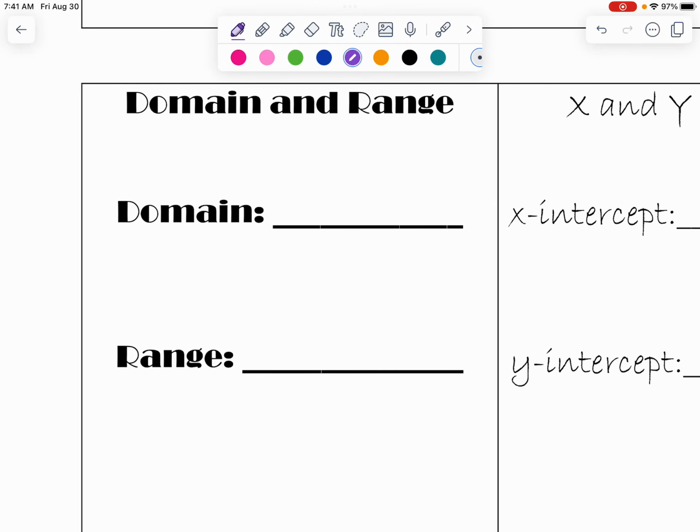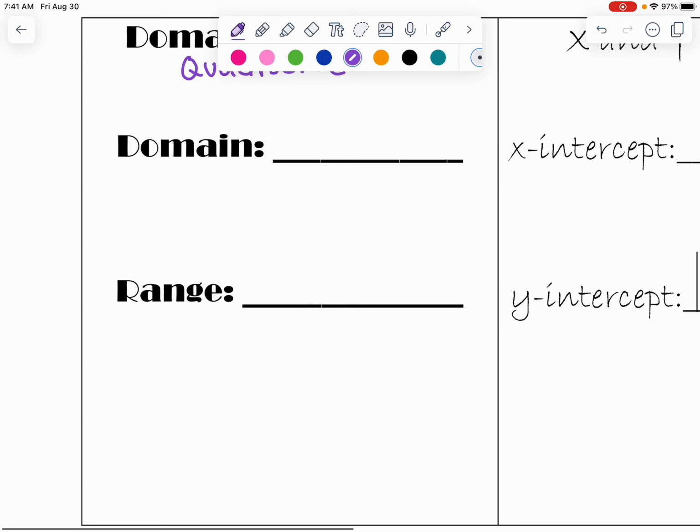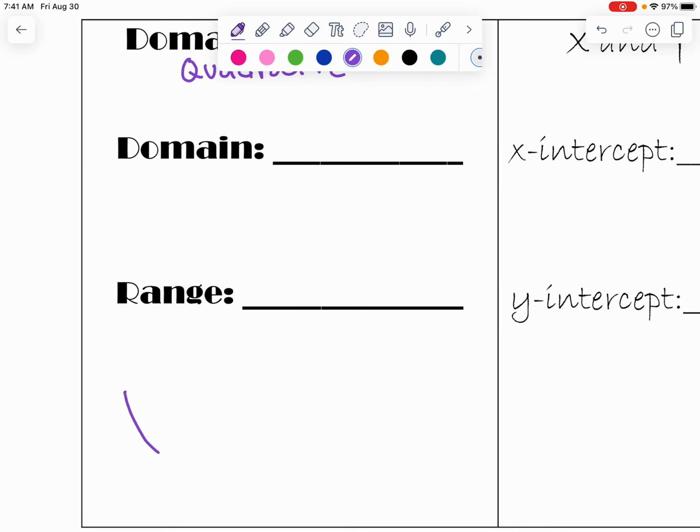In this video, I'm going to go over domain and range specifically for quadratic graphs. Remember, quadratics are parabolas, so we really have two options. Either we have the U shape or we have the hill shape. Remember that domain is the x values, so this moves left to right.